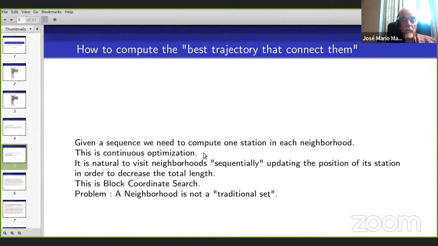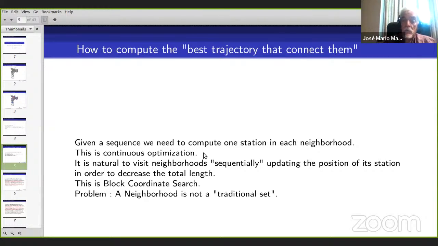Okay, so given a sequence of neighborhoods, we need to compute one station in each neighborhood, and this is continuous optimization. It is not discrete optimization. So it is natural to visit the neighborhoods sequentially, updating the position of each station in order to decrease the total length. And this is coordinate search, block coordinate search, because if I visit one neighborhood at each moment, I am going to minimize the variables internal to the neighborhood, in this case, 2 variables for the 2 dimensions. And this is block coordinate search.